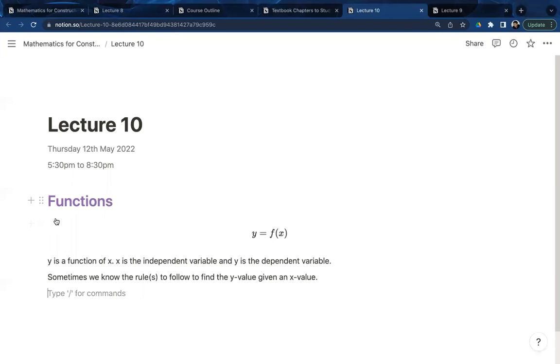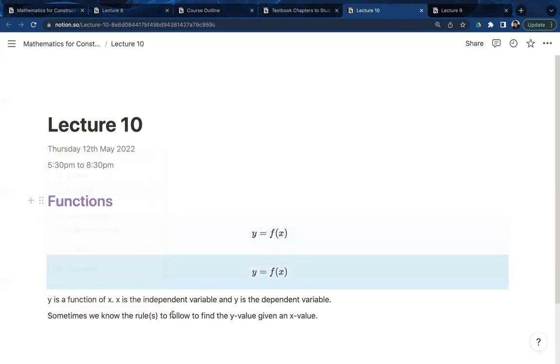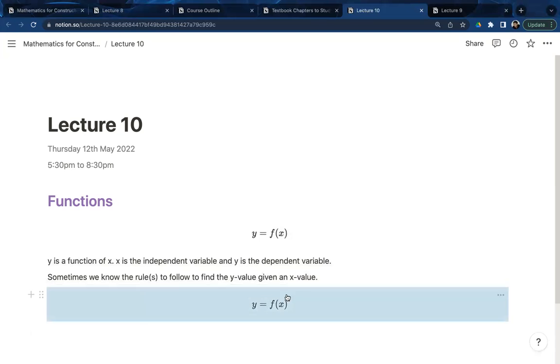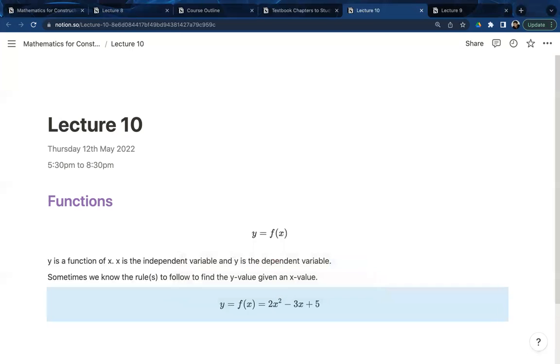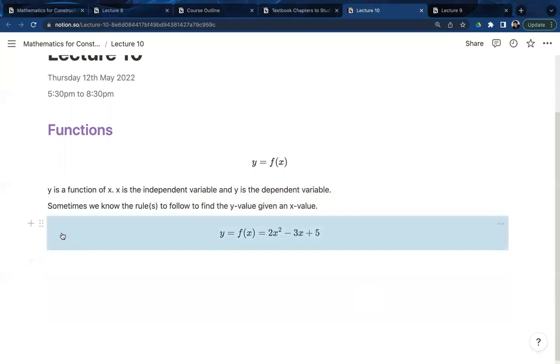Okay, so you might say things like y equals f of x and f of x equals some polynomial or something. So say 2x squared minus 3x plus 5, right? This is the rule here. Sometimes you know the rule. It's called the closed form of the rule. This says how to find the y value given an x value. And we have notation for that, right?